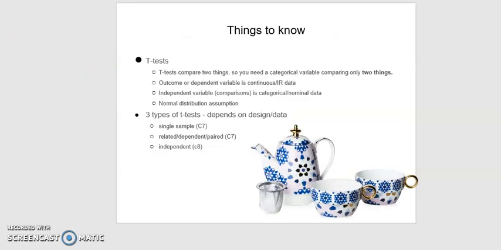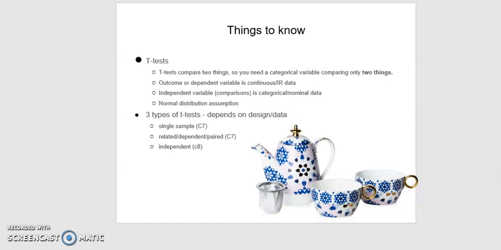t-tests. So I've got those, T for two. T-tests are all about comparing two groups. Both groups are going to have the same outcome or dependent variable. That dependent variable needs to be data. You should all remember what data is. If not, go back and review that video.